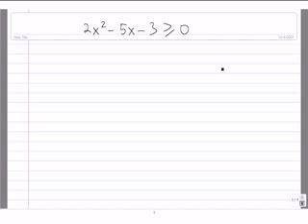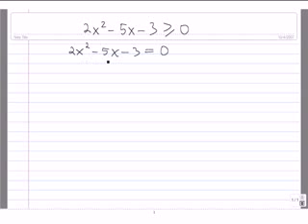To solve this inequality symbolically, we need to start by making a number line. And the first thing that goes on our number line are the values that make this function equal to 0. So we have 2x squared minus 5x minus 3 equals 0, and we need to solve this.